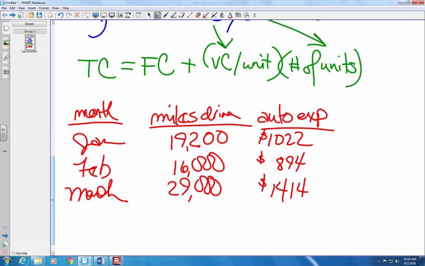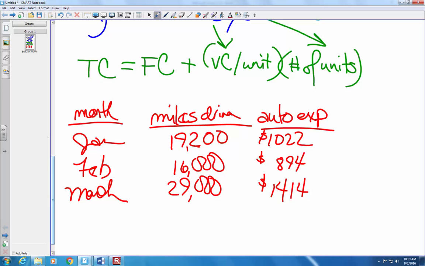So my first question is, when you look at a data set like this, how do you identify what type of cost it is? We've got 3 choices, right? We've got variable, fixed, and mixed. It's pretty easy to say it's not fixed, right? Because if it was fixed, it'd be the same all 3 months. So we know it's not fixed.